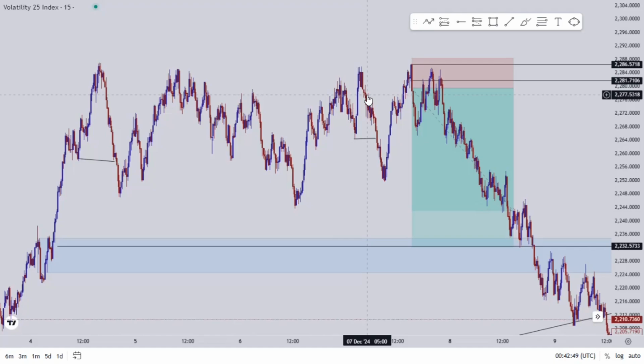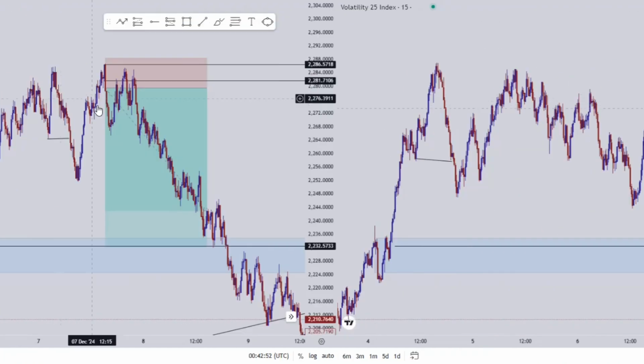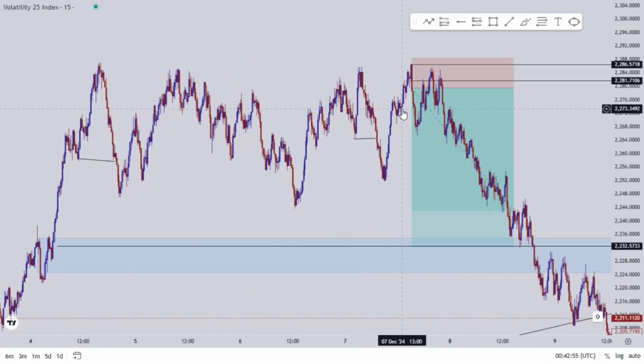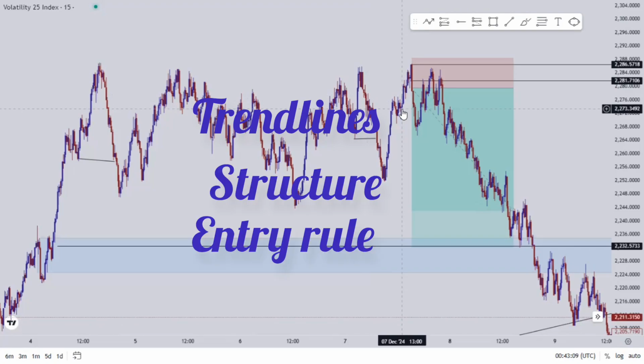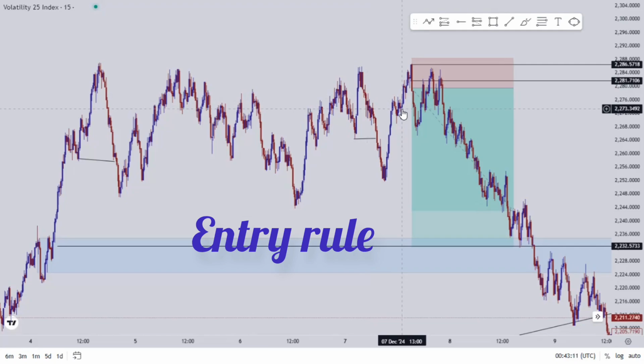All right. Without wasting time, let's get right into it. I took this trade based off of many confluences. One is trend line, second is the structure of the market, and third is the entry. Very important. I'm going to walk you through step by step on how it is done.